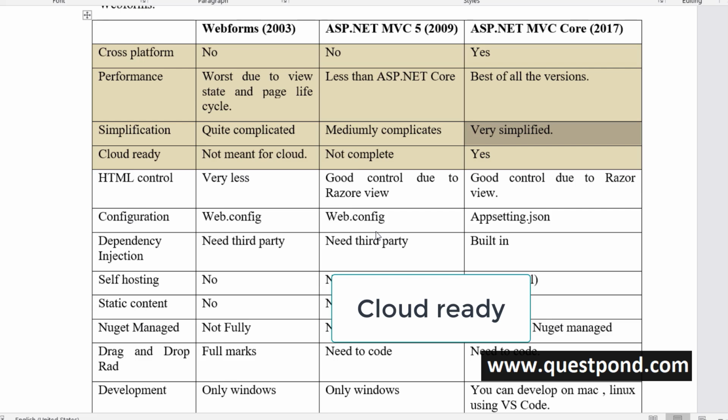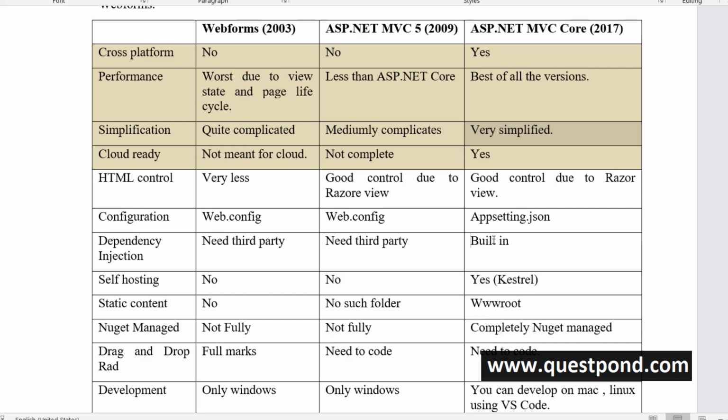Now you can see there are more other points which I will not go through, but remember that the interviewer can ask you, for example, the interviewer can ask you saying that, hey, when it comes to dependency injection, what do you think? So for example, for dependency injection, ASP.NET Core has a built-in mechanism, but in case of web forms and MVC 5, we need to use third party.